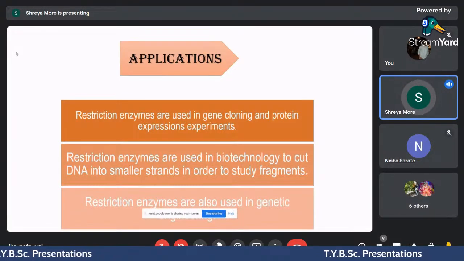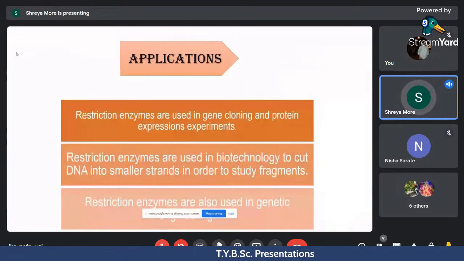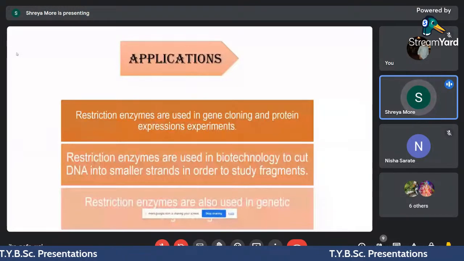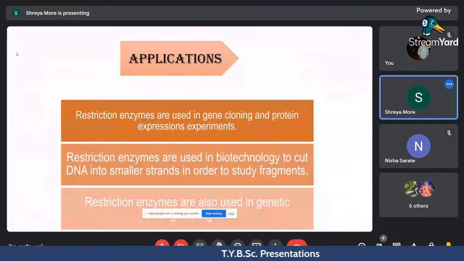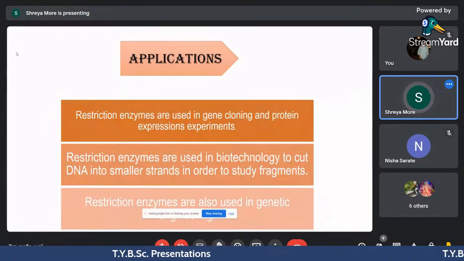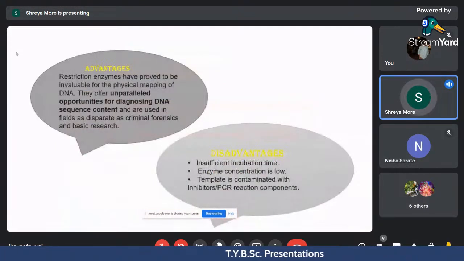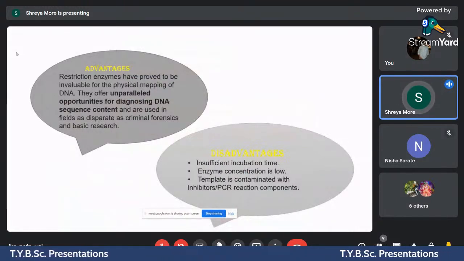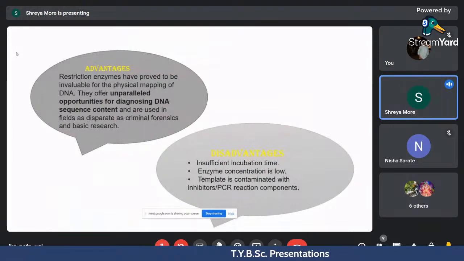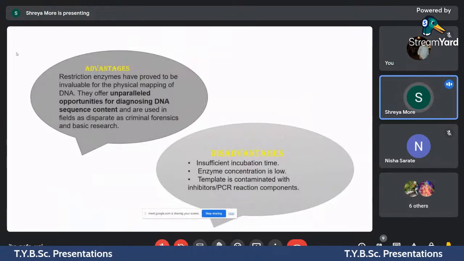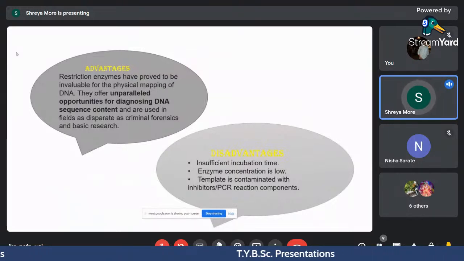The applications: restriction enzymes are used in gene cloning and protein expression experiments. They are also used in biotechnology to cut the DNA into smaller strands, and in genetic engineering. Here are some advantages and disadvantages. Restriction enzymes have proved to be invaluable for the physical mapping of DNA, as they offer unparalleled opportunities for diagnosing DNA sequence content and are used in fields such as criminal forensics and basic research.